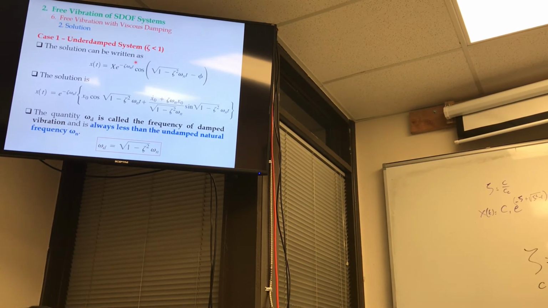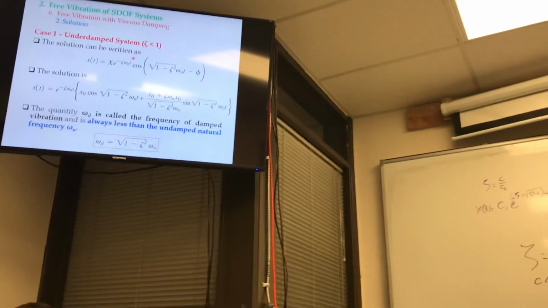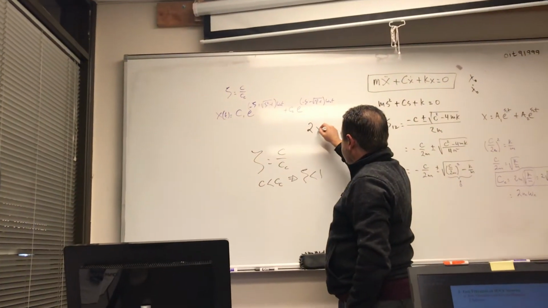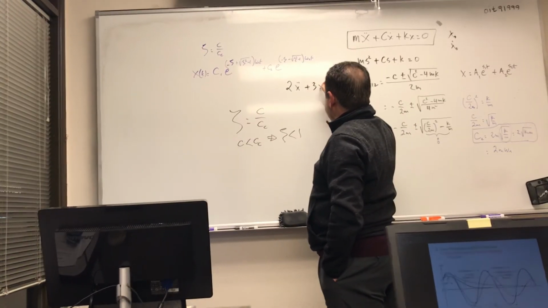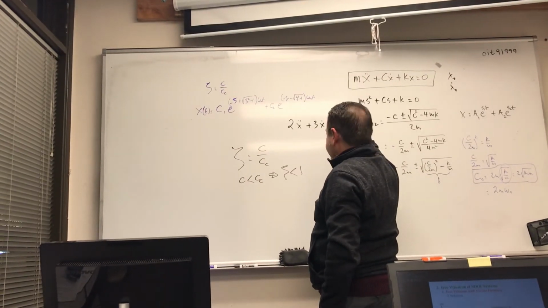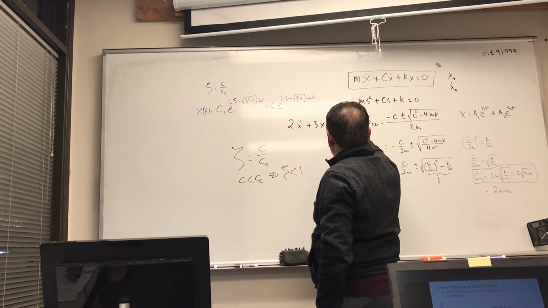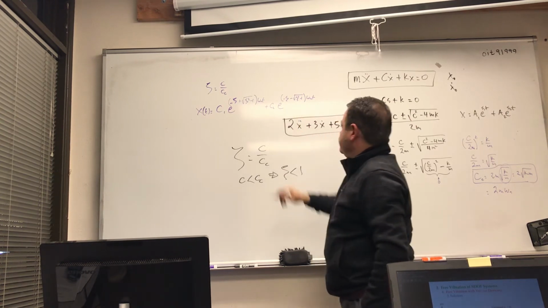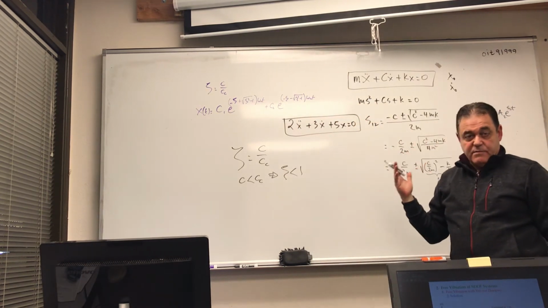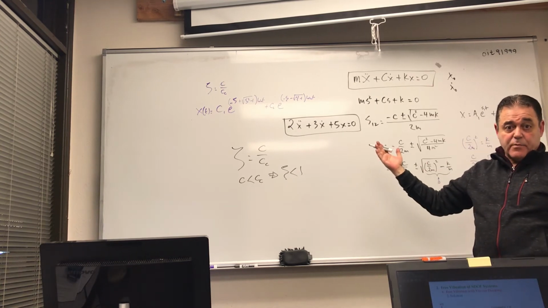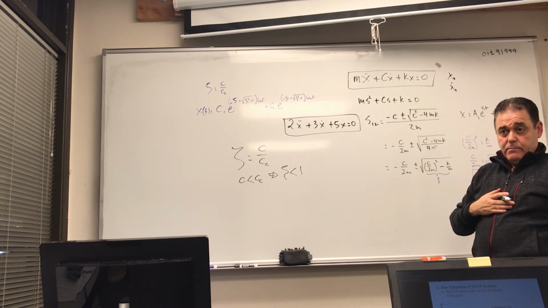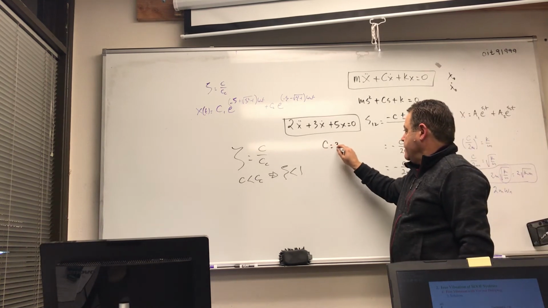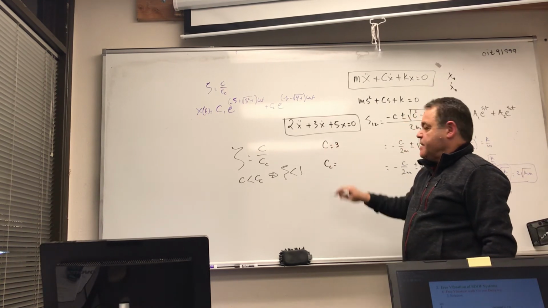For example, if I were to tell you that you have a vibrating system that looks like this: 2 x double dot plus 3 x dot plus 5 x equal to 0. It could be the equation of a vibrating system, right? Question number 1: what is the damping here equal to? 3. C is equal to 3.